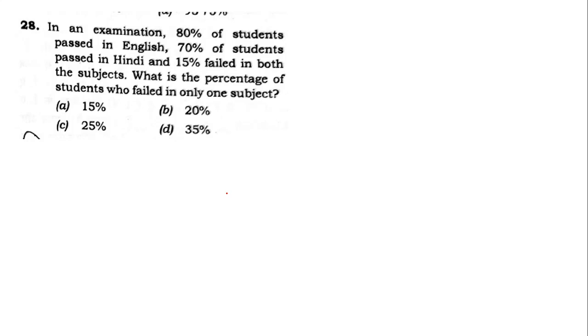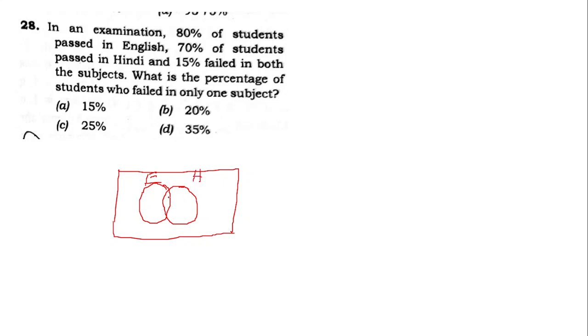Next question. In an examination, 80% of students passed in English, 70% of students passed in Hindi. This is related to Venn diagrams. Very simple and straightforward question. So, write Venn diagram. We have two subjects. I am going to draw two circles. The first circle is for the first subject, that is English. Second circle is for Hindi. It says 80% of students passed in English, 70% passed in Hindi, and 15% failed in both. This is very important for us.